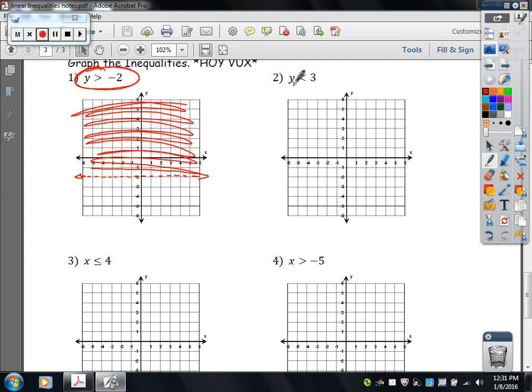What does this say? Y is less than 3. So right away I see that. What kind of a line is it? It's a horizontal line at 3. I know it's going to be dashed. Very good. Now, what does this say? Y is less than 3. So where are the numbers on the y-axis that are less than 3? Below.